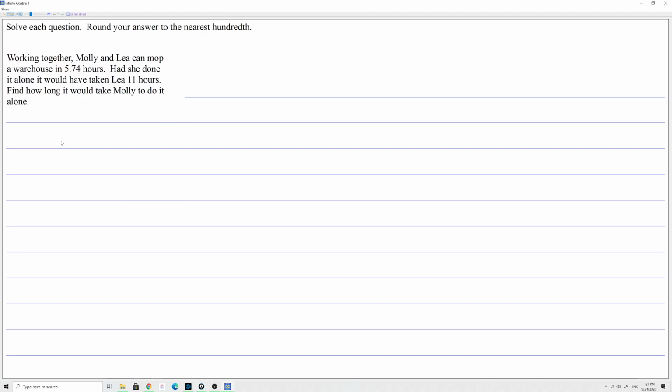except this time we have the rate where Malia and Leah are working together. They can mop a warehouse in 5.74 hours, and we're looking for one of the individual rates. Again, you need to understand throughout this problem that the units we're dealing with are warehouses per hour.